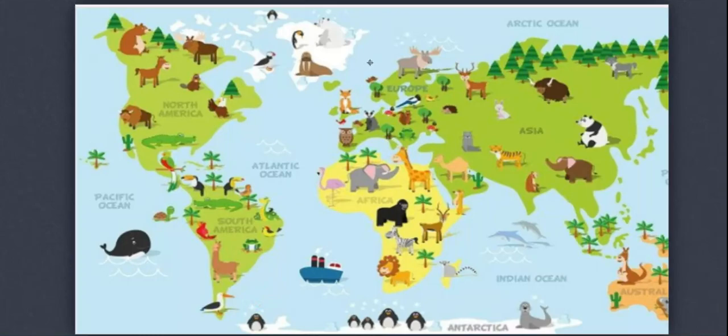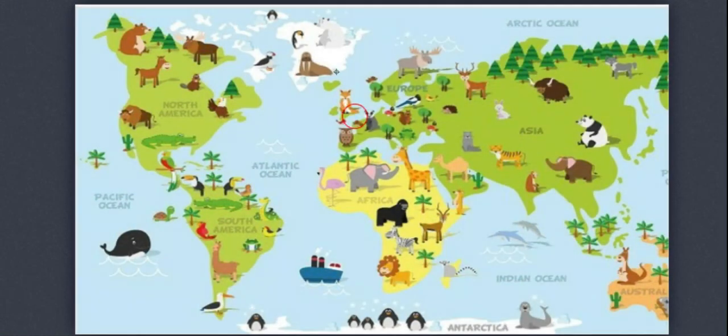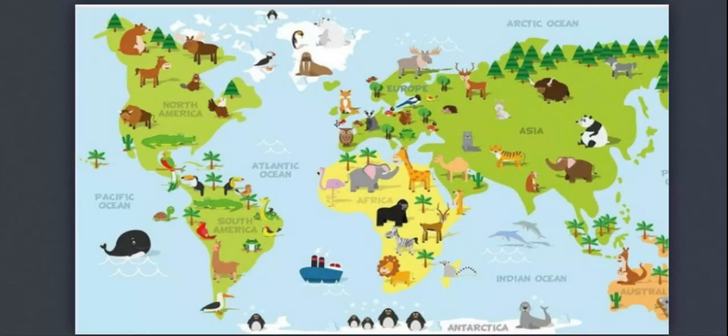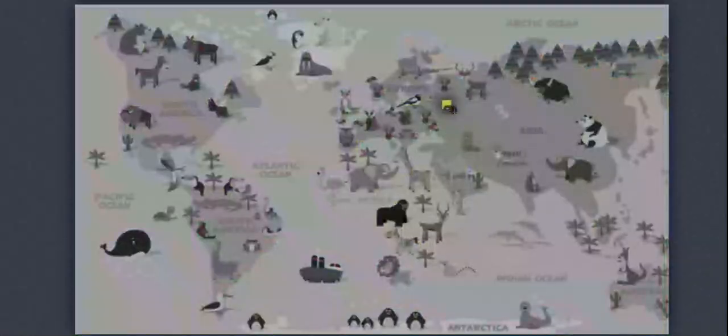So, right here we have Europe. We can see a fox. You can also see an owl. You guys can even pause the video and try to name all these animals. This looks like a squirrel. A mushroom right there, tiny little mushroom. We also have a squirrel right there, and this looks like a hedgehog.